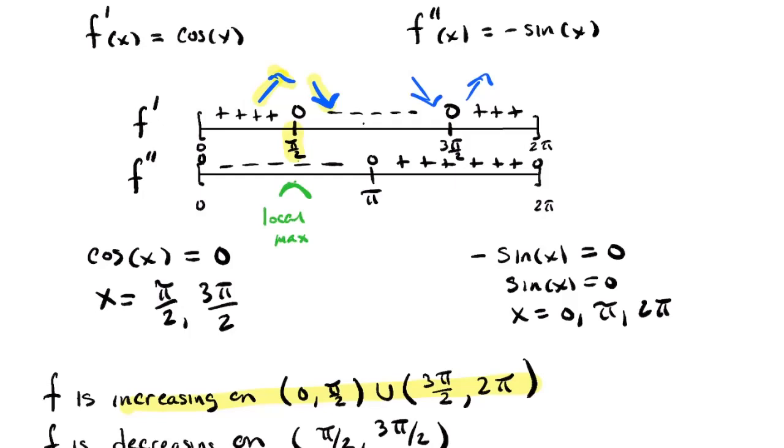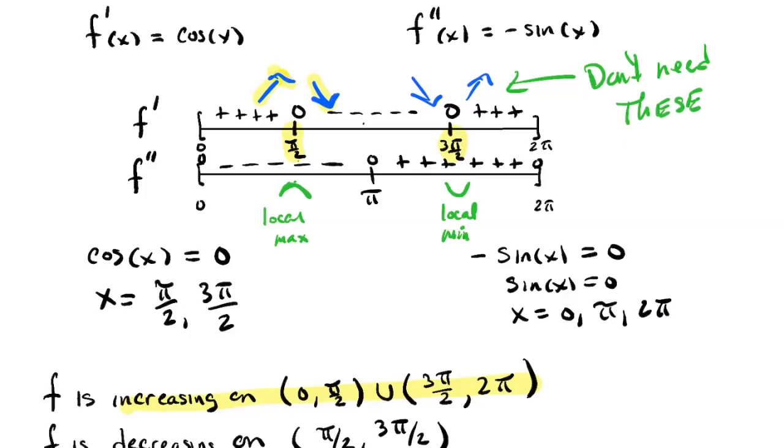Likewise, over here at 3 pi over 2, the second derivative is positive, so the graph is concave up there. So that has to be a local min. So the second derivative could have classified those extrema for us. We didn't need the first derivative test. It's a choice. We could have done it in the green pen. We could have just used the sign diagram for the second derivative.